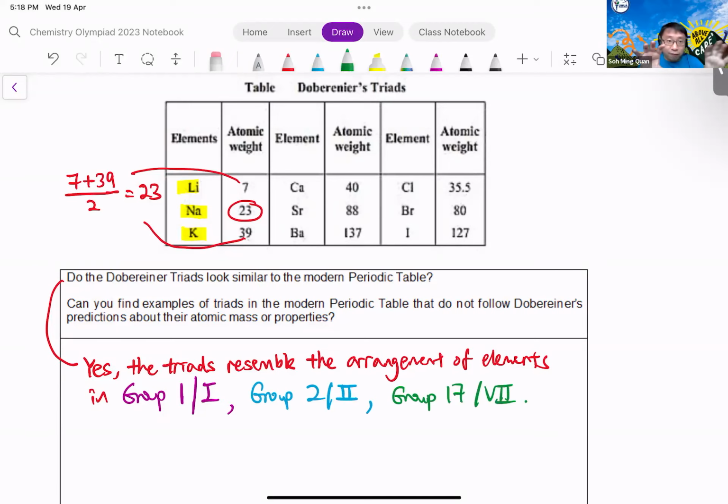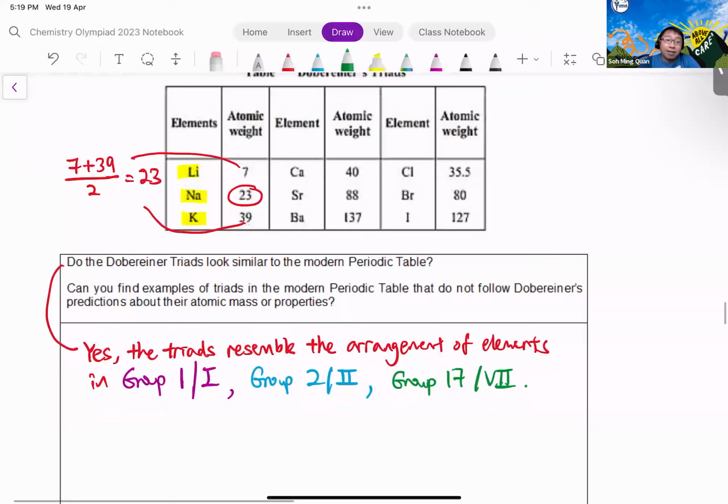Now, you must use the correct version of the group number. So for the Sec 3s, you need to use the 1, 2, and 17. For the Sec 4s, you need to use the I, II, and VII. It's not interchangeable, all right? So the exam syllabus is different. So obviously, the triads do resemble your groups, okay? However, can you find examples of triads in the modern periodic table which will not follow Dobereiner's triads? I think the answer is obviously yes.